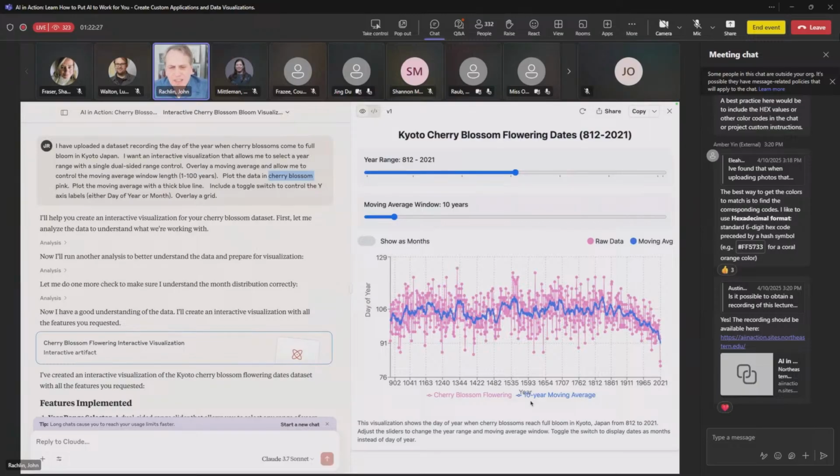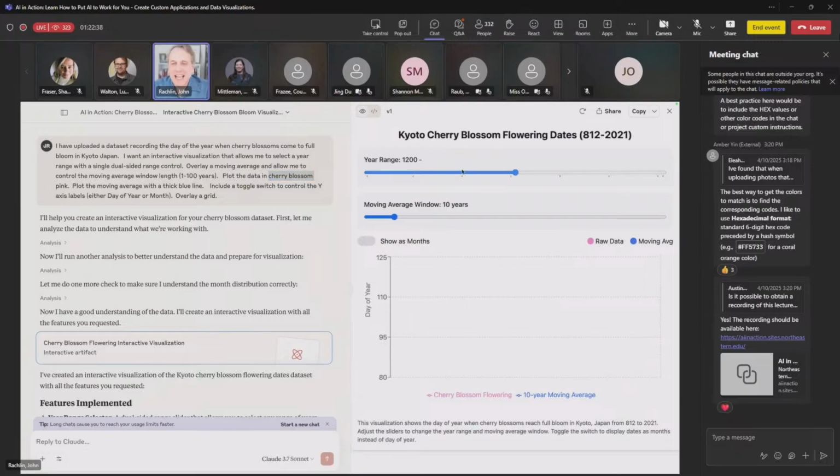I think the connecting of the data points is adding some unnecessary clutter. And oh, by the way, my range slider isn't quite functional. And so there are some mistakes. It did run, but it produced some errors. And now the negotiation really begins.